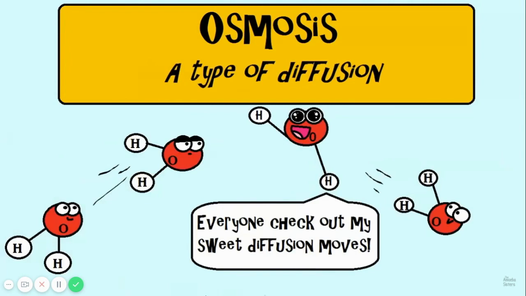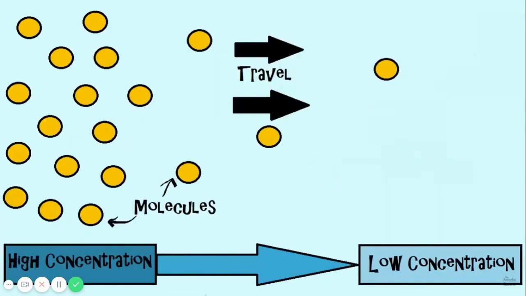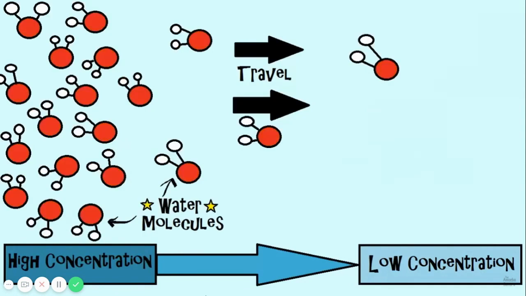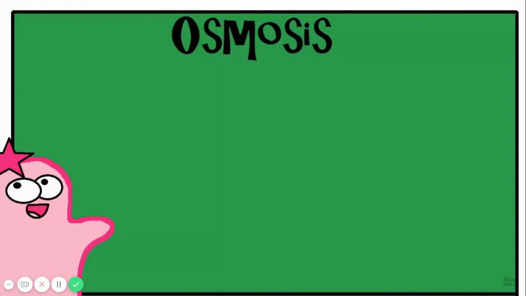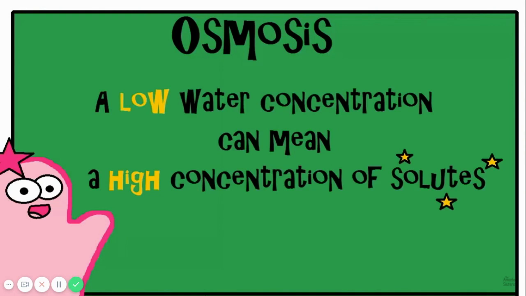I mentioned osmosis is a type of diffusion, and similar to what you might have learned about with diffusion, molecules, in this case water, travel from areas of high concentration of water to low concentration of water. But there's another way to think about water movement in osmosis. A low water concentration likely means there are a lot of solutes.